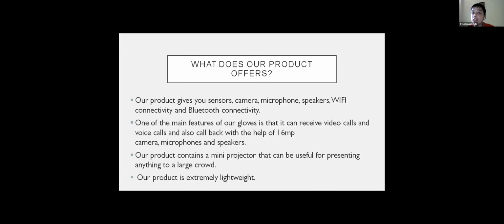What does our product offer? Our product gives you sensor, camera, microphone, speakers, connectivity, and Bluetooth connectivity with Wi-Fi connectivity. One of the main features of our glove is that it can receive video calls and voice calls and also call back with the help of a 16 megapixel camera with microphones and speakers.